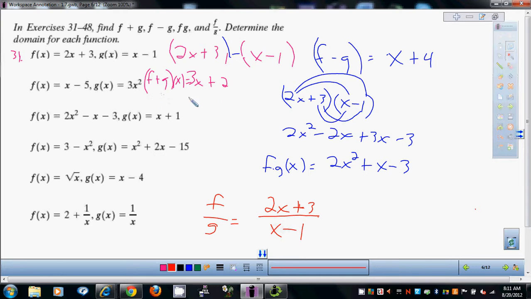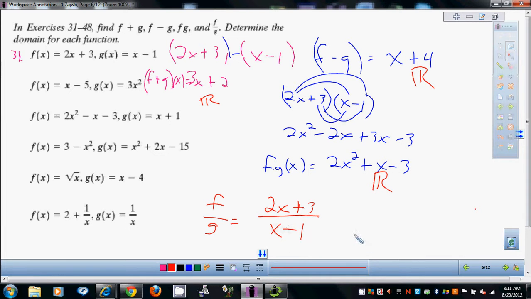Let's look at f plus g. Any problems with its domain? There's no radicals, there's no denominators. All reals. F minus g. Any problems with its domain? Nope. F times g. Nope.